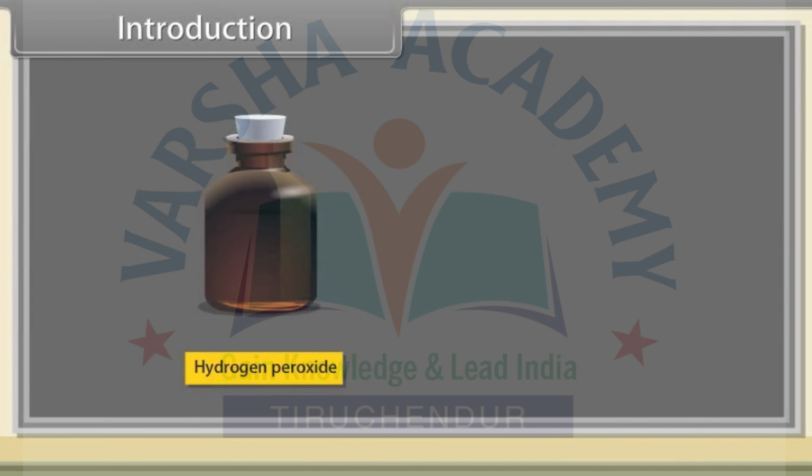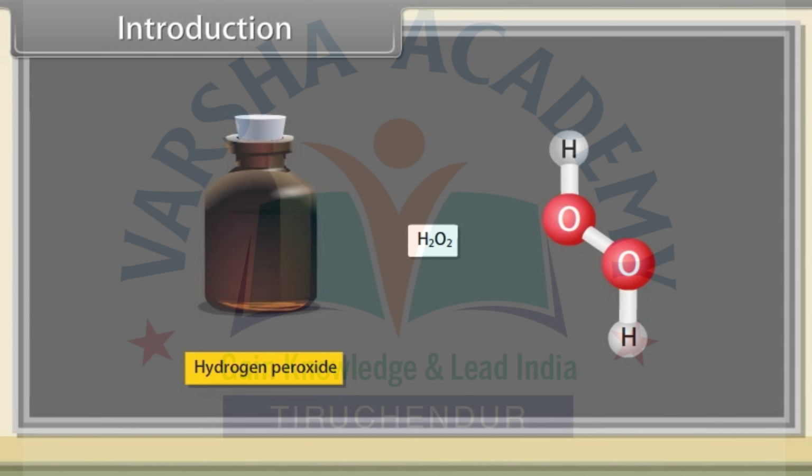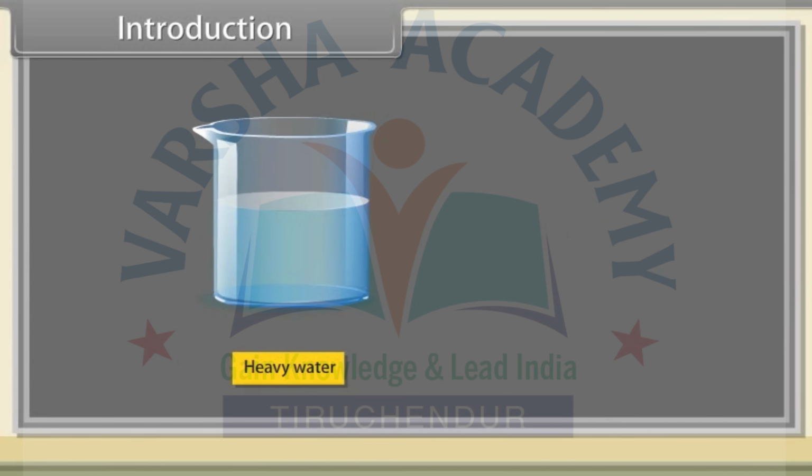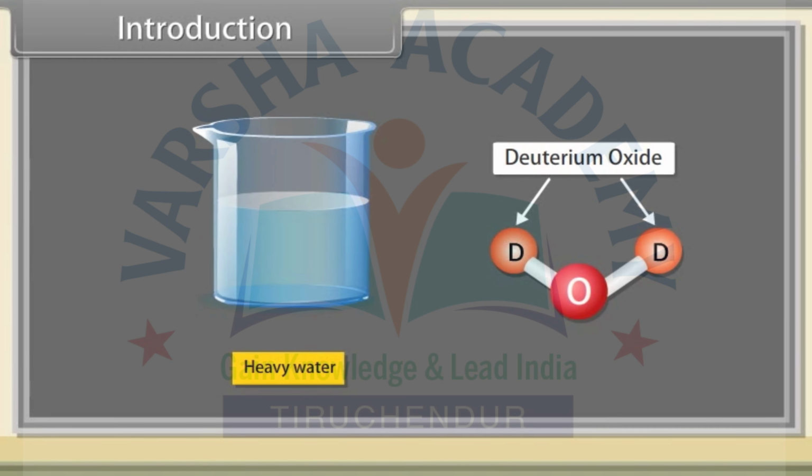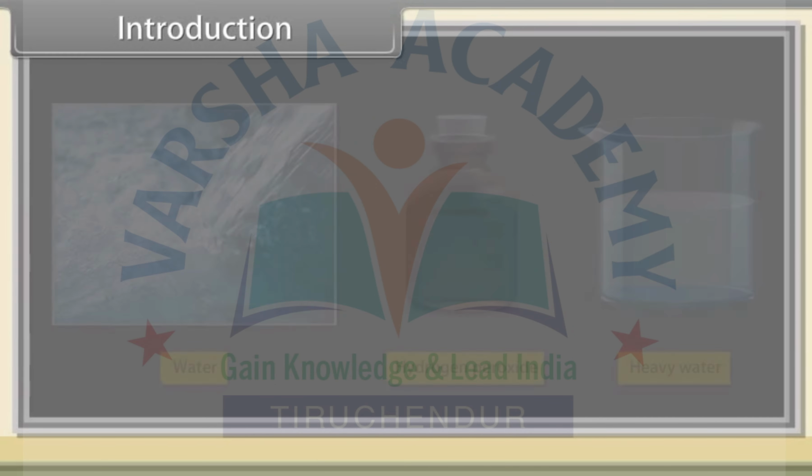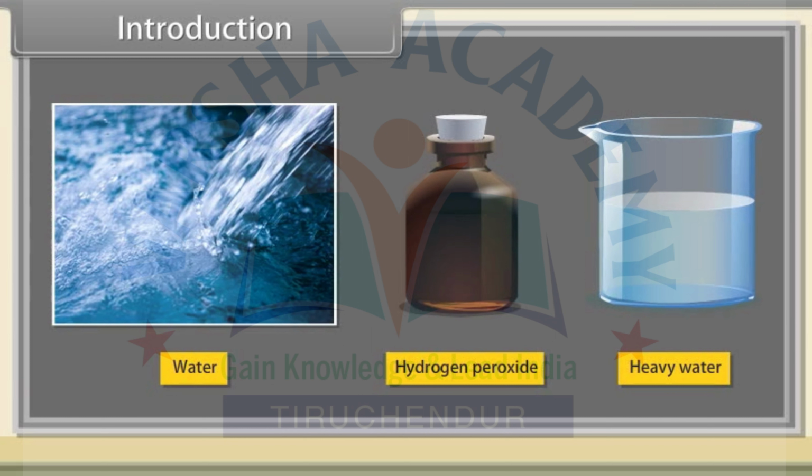Hydrogen peroxide is a combination of hydrogen and oxygen. Its chemical formula is H2O2. Heavy water is deuterium oxide. It is another form of water which contains the hydrogen isotope deuterium. So, throughout this module we will learn about water, hydrogen peroxide and heavy water.